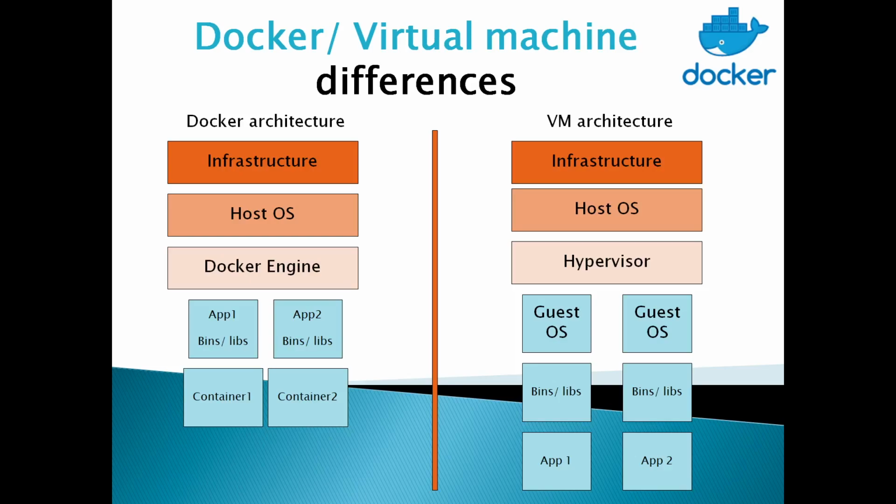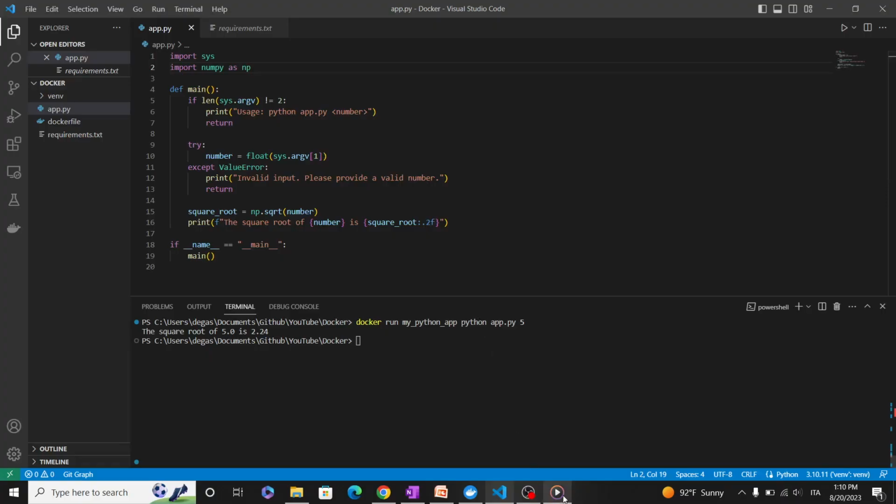Possible use cases of these technologies are: VMs are well suited for running multiple different operating systems on a single physical machine, such as in server virtualization scenarios. Docker is great for packaging applications and microservices in a consistent and reproducible way, making it ideal for application deployment and scaling.